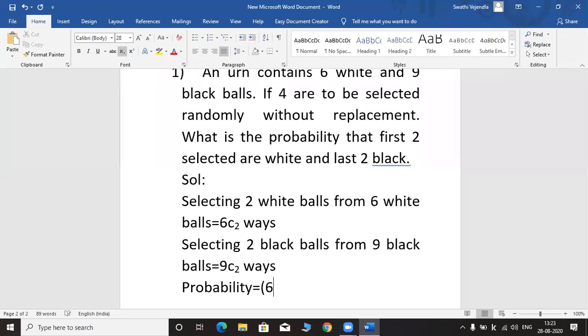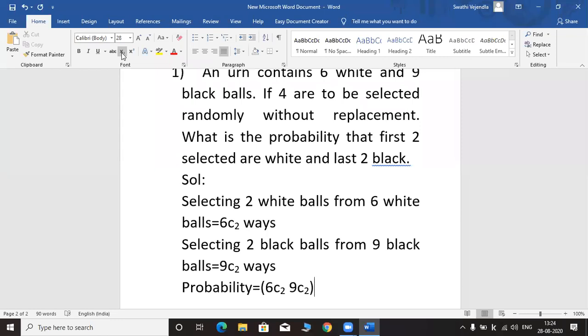Selecting 2 white balls from 6 white balls, that is the first thing. Into selecting 2 black balls from 9 black balls. This can be done in 9C2 ways.